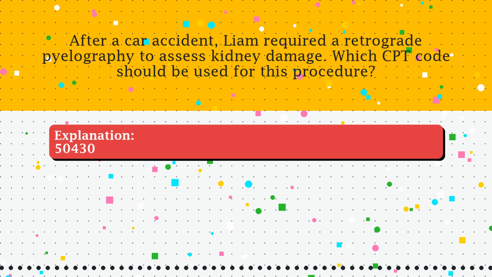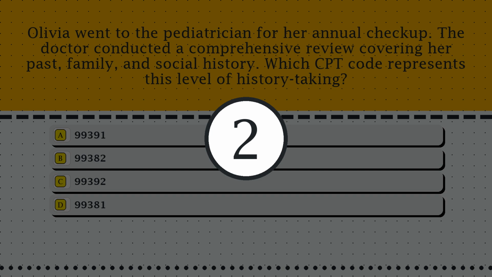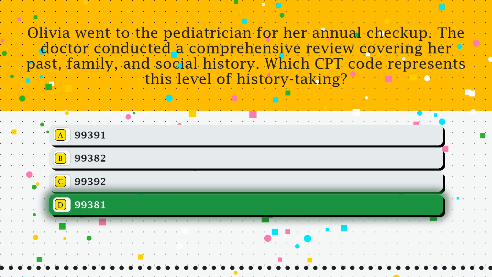50,430. Question 214. Olivia went to the pediatrician for her annual checkup. The doctor conducted a comprehensive review covering her past, family, and social history. Which CPT code represents this level of history taking? Option A, 99,391. Option B, 99,382. Option C, 99,392. Option D, 99,381. The correct answer is option D, 99,381.